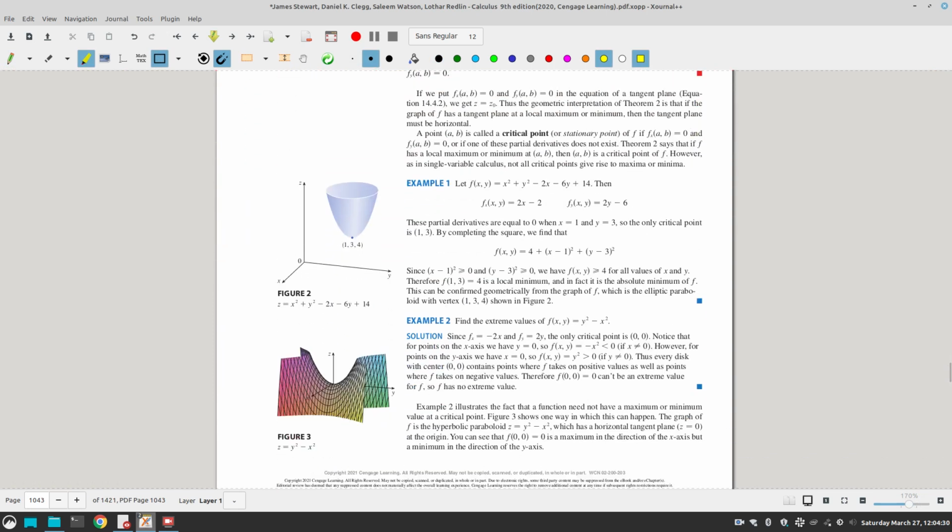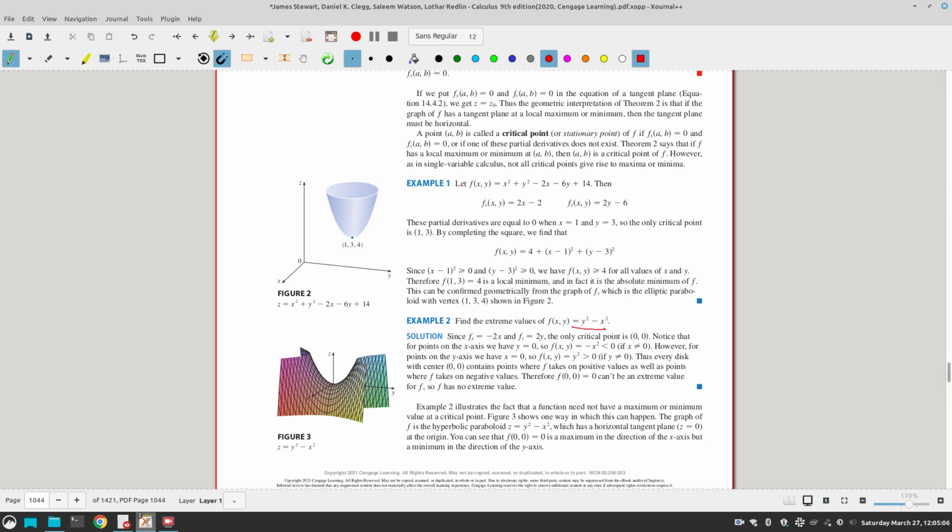Sorry, not 1 2 1 3, I think. Yeah, 1 3. Right. So this is the point 1 3 4. Right. So this is the shape of f. Okay. So and then we'll see an example of a graph with a saddle point. Okay. So the equation given is f of x y equals y squared minus x squared.